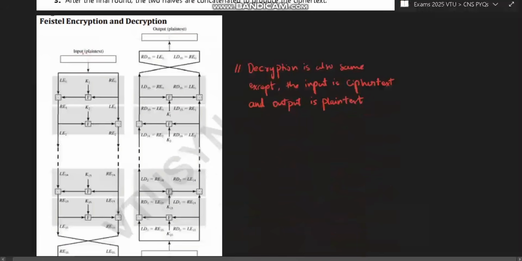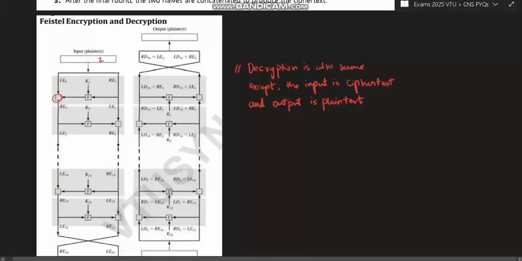Now see, the input plain text has come here. This is divided into two parts, the left part and the right part. Follow the arrow marking. The arrow is going to this operation here, which is the XOR operation. For the XOR operation, two inputs are required. The first input is the left part of the input. If it is 64 bits, it will be divided into 32 bits and 32 bits, so the left part of 32 bits goes to the XOR as the first input.